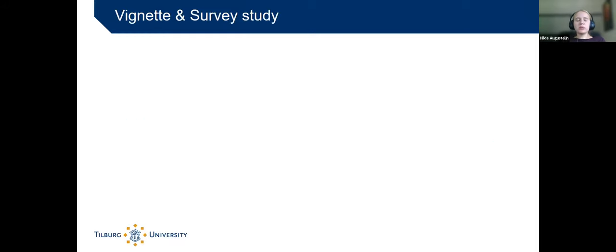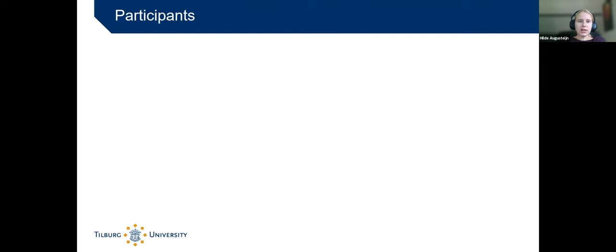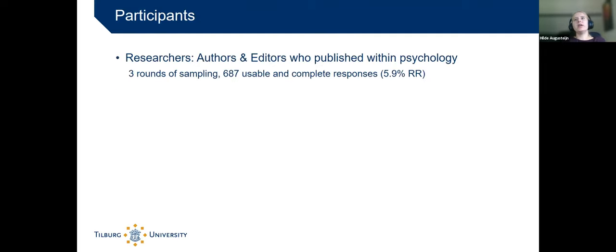So we set up a study, which was a vignette and survey study. We pre-registered this study on OSF. Our participants were both students and researchers. Among the researchers, we emailed a lot of authors and editors who had published within psychology in the past few years. We had three rounds of sampling, and we ended up with 687 usable and complete responses after 2 months.